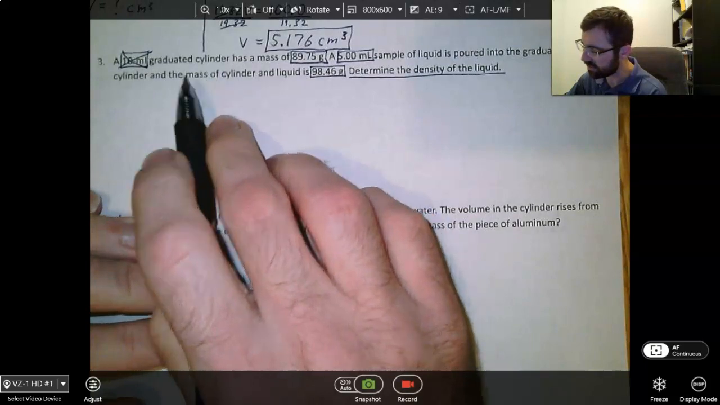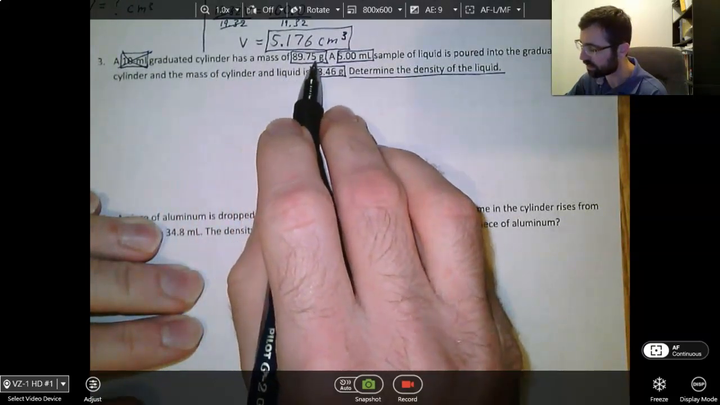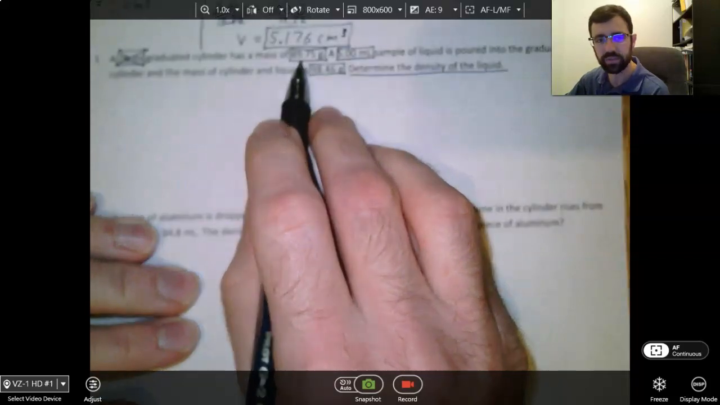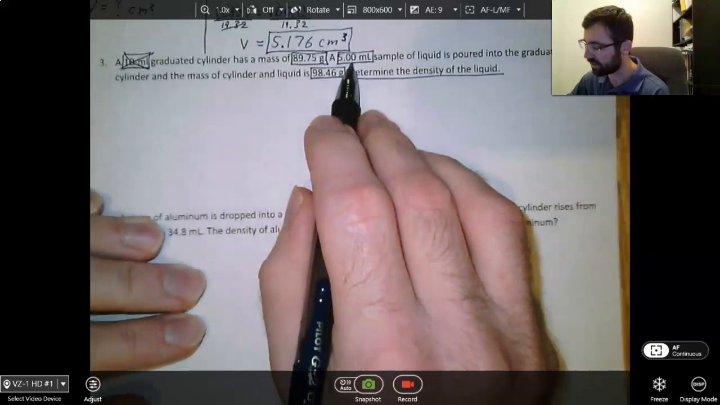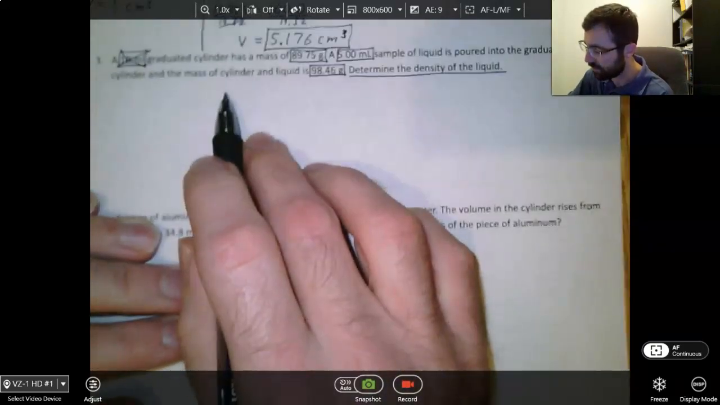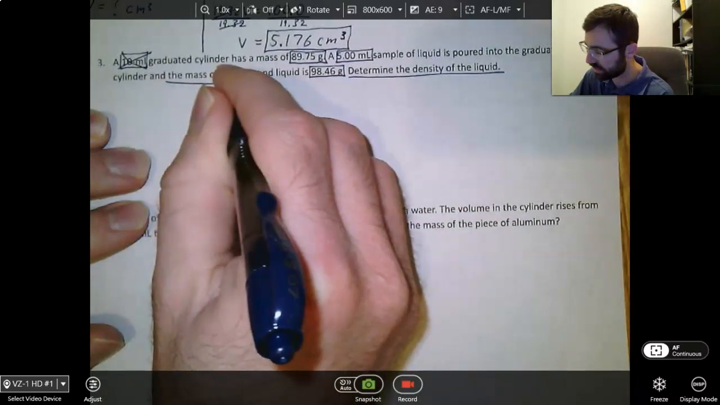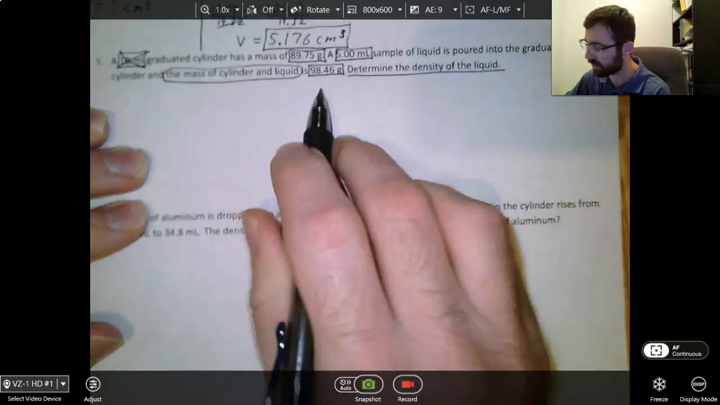It says that the graduated cylinder has a mass of 89.7 grams. Okay, that's when it's empty. And then I have a 5 milliliter sample in the graduated cylinder. Then the mass of the cylinder with the liquid in it is 98.46 grams.